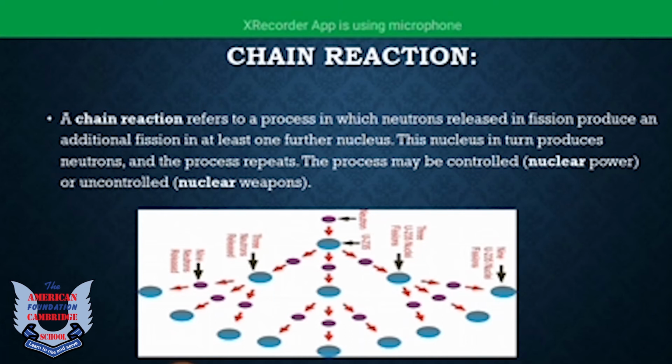But if this chain reaction is controlled, we can use this energy to turn a turbine to produce electrical energy. And for controlling this type of chain reaction, we need a device that is known as the nuclear reactor.